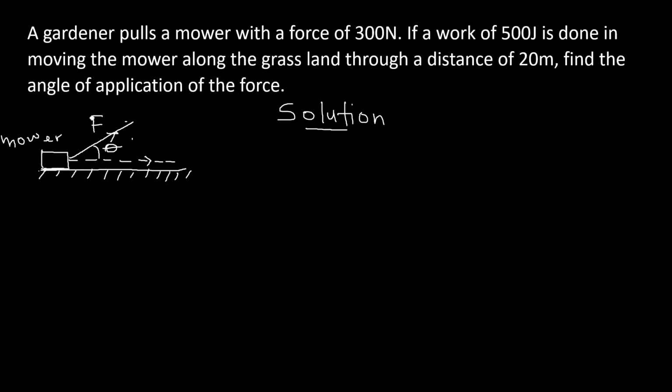So the horizontal component of the applied force will be F cos theta. And this F cos theta is what we refer to as the effective force. And that is what is moving the mower. So this is the direction of motion of the mower.